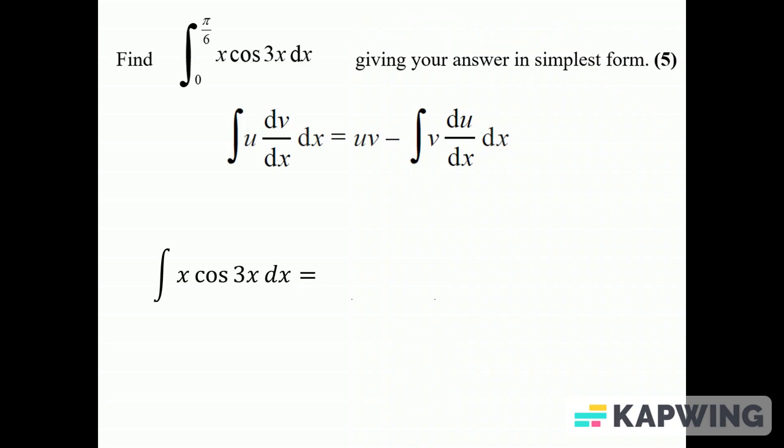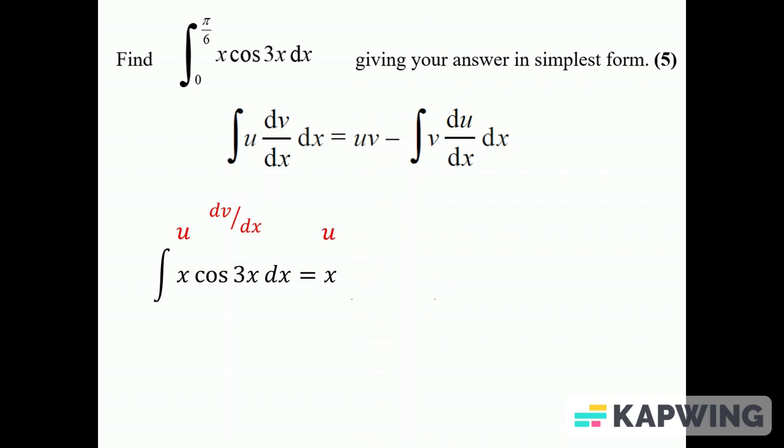Here's what it says in the formula book: u dv is uv minus the integral of v du. So my u, of course, is the x. I don't want to integrate that, I want to differentiate that, so I make that the u. If I integrate it, I'll get x squared over 2, which makes my life even worse. And then the cos 3x is the dv over dx, the v differentiated.